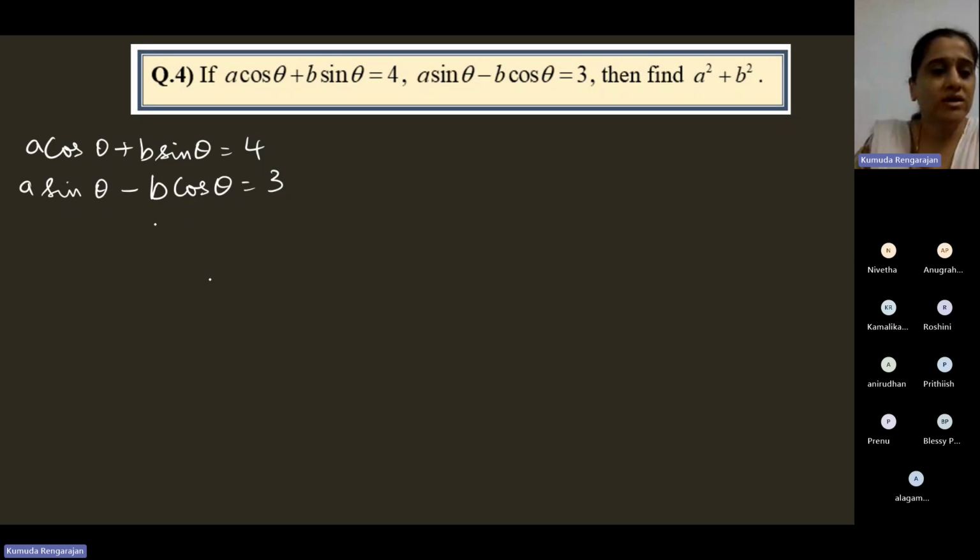Now what you have to do is, we have two equations here. Solve the equations for A and B. Why A and B? Because we'll have to find the value of A squared plus B squared. So write the equations one below the other and use the elimination method to find the values of A and B.